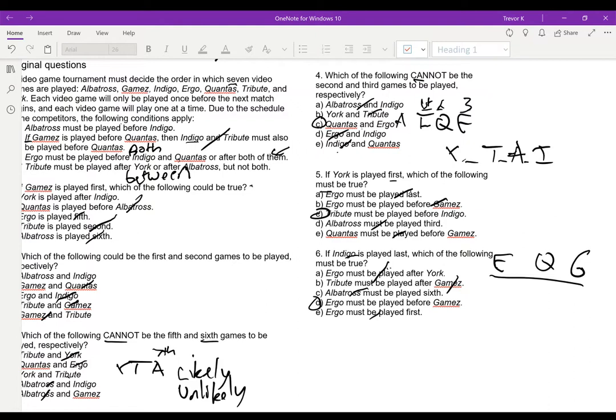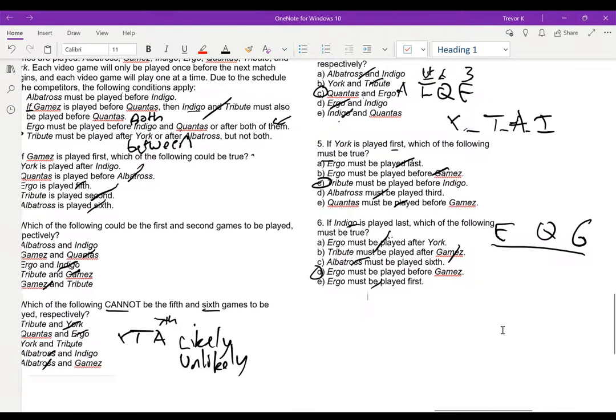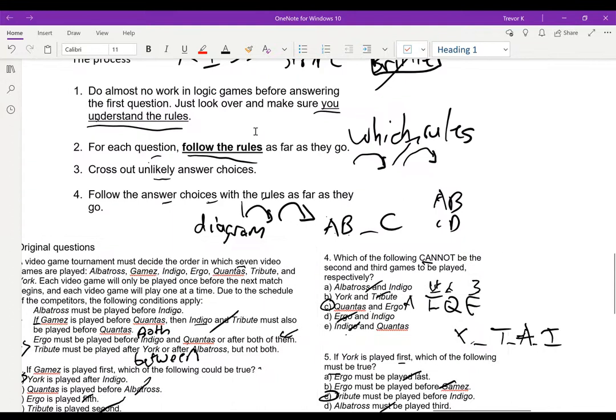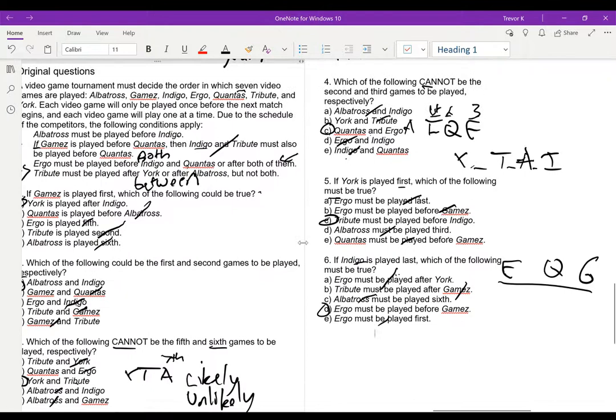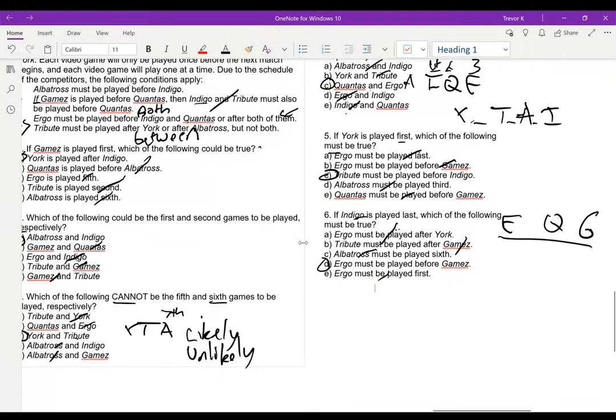So for this one, again, I deduced it pretty easily. I'm not checking all my answers. I'm just saying what seems reasonable and unreasonable, and based on what I've deduced, I found the answer pretty easily. So this is the process. I made sure I understood the rules. For each question, I followed the rules as far as they went. I crossed out unlikely answer choices, and for the ones that were left, I followed the answer choice with rules as far as I could. Cool. So that's it for the logic games process.